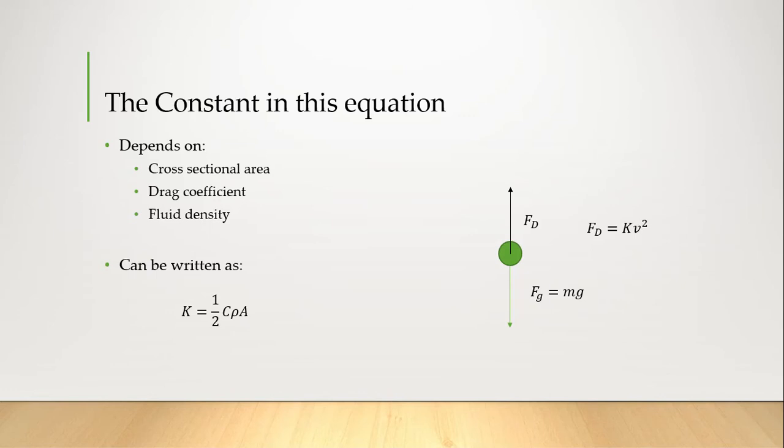So really this constant can be written as 1/2 C rho A. You need to know three things: the effective cross-sectional area, the drag coefficient, which is dependent on what the object is and what the fluid is that it's going through. Is there some attractive force between those we don't know about? And then how dense is the fluid? Density would play a role because if there are more particles to interact with, this force should get bigger. So really we could write this as 1/2 C rho A v squared.